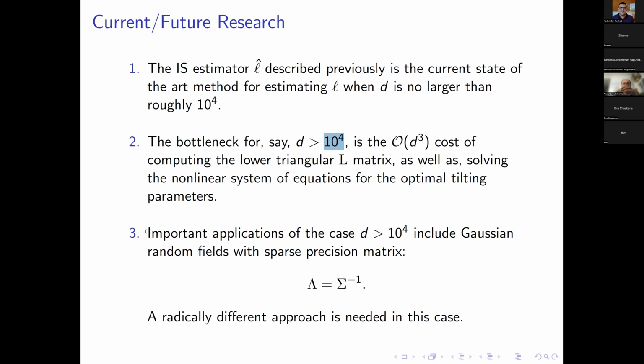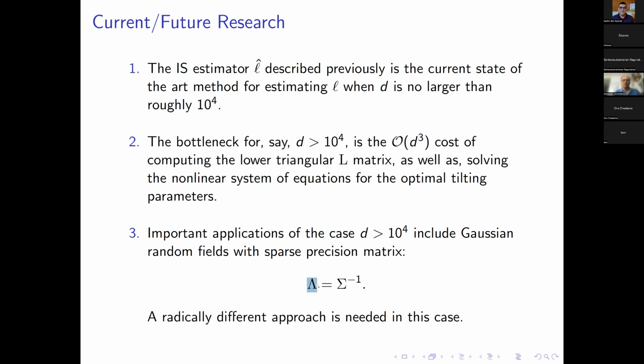Surprisingly, there are applications where the dimensions can be much larger than 10 to the power of 4. These include Gaussian graphical models and Gaussian random fields in which instead of working with the covariance matrix, you work with its inverse called the precision matrix. If it's a Gaussian graphical model, then this precision matrix lambda will actually be quite sparse. And this sparsity may be exploited in various ways, either to do a sparse Cholesky decomposition or some kind of clever factorization.